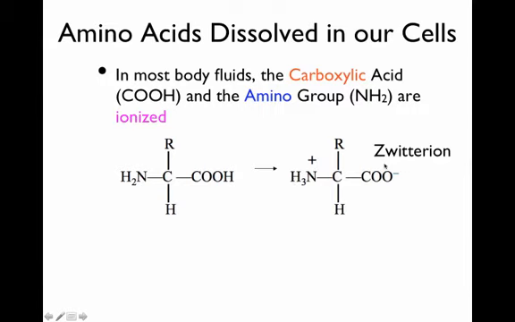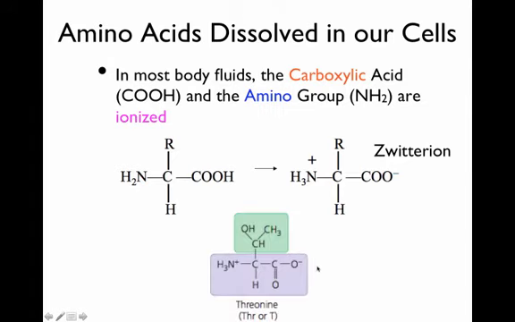You don't need to know this term. There's a term for molecules that are electrically neutral but have positive and negative charges that offset each other. It's called a Zwitterion. It's a German word. Again, you don't need to know it, but it's mentioned in your book.